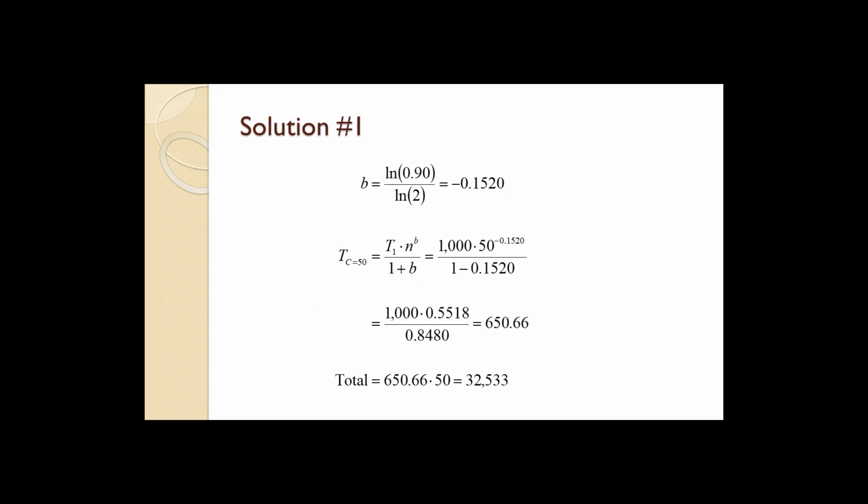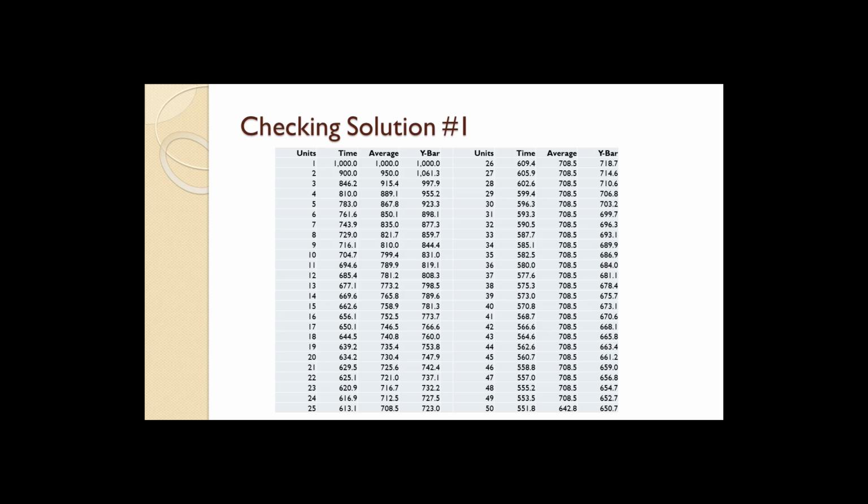You've already seen the b value of 90% calculated in this video, and it works out to be negative 0.1520. The cumulative average for 50 units is the time for the first unit, or 1,000, times 50 raised to the b power of negative 0.1520. All of that is divided by 1 minus 0.1520, or 0.8480. All that works out to 650.66, so the average time for all 50 units is about 651 hours. Taking 650.66 times 50 gives us 32,533, so making all 50 units takes 32,533 hours.